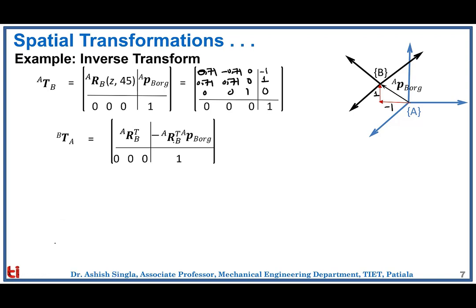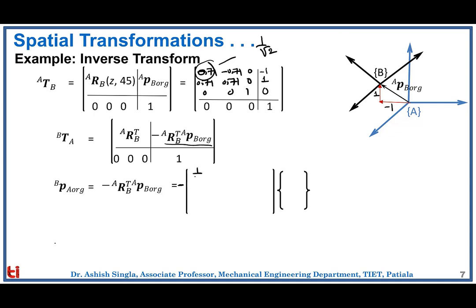First of all, let's calculate the translational part, which shows the description of frame A with respect to frame B. It can be written as minus of the transpose of the rotation matrix, where this term is basically 1 by root 2: 1 by root 2, 1 by root 2, 0, minus 1 by root 2, 1 by root 2, 0, 0, 0, 1, times PB origin, which is equal to minus 1, 1, 0.